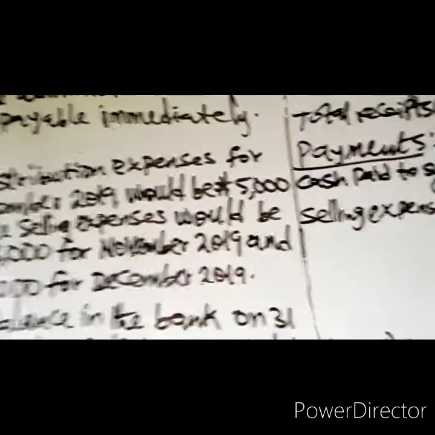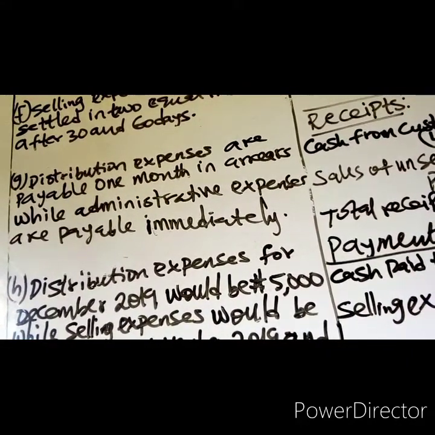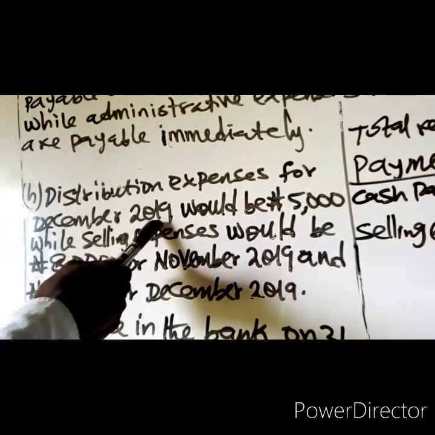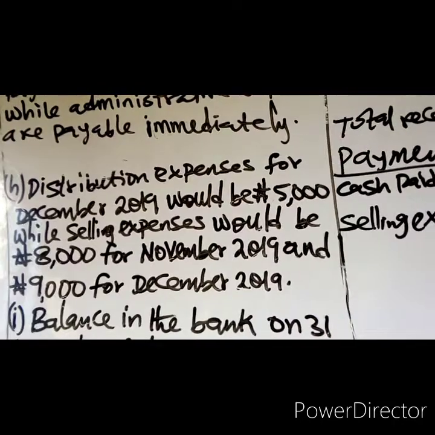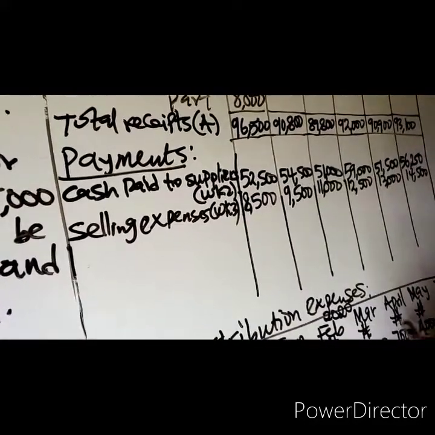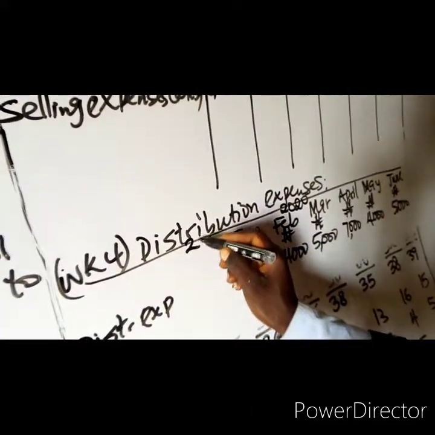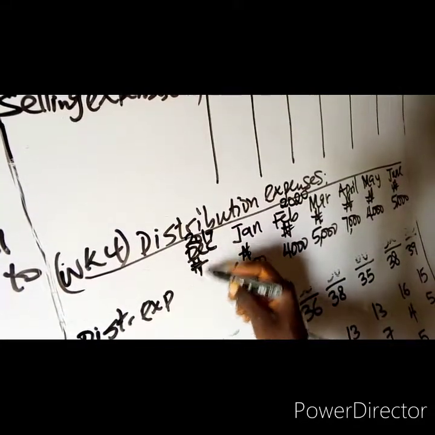Note G. Distribution expenses are payable 1 month in arrears, while administrative expenses are payable immediately. Then note H as well. Distribution expenses for December 2019 will be 5,000. The ones for 2020 were obtained from the budgeted statement of profit or loss, so for 2019 we have December, and that one is given to be 5,000 naira.